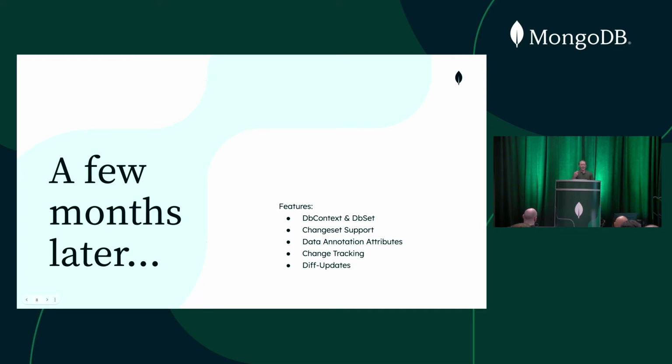So I added DB context and DB set. I had change set support, the data annotation attributes. I had change tracking, and I could do diff updates. So I could actually see what particular properties, however nested in your structure, had changed and just push those up to MongoDB.